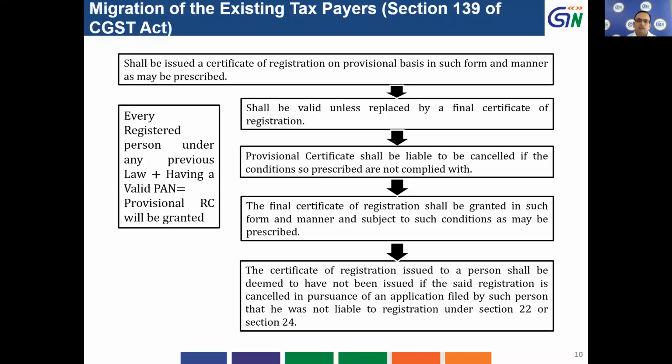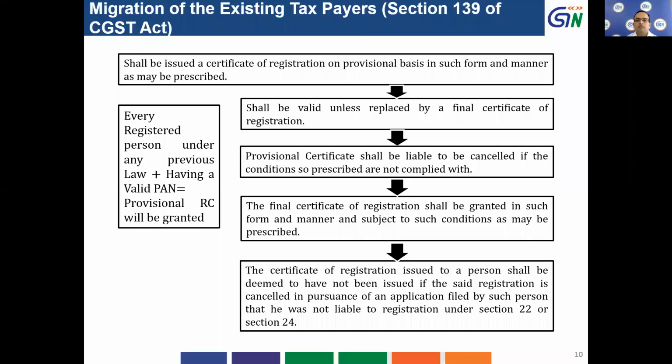The final registration certificate will be granted in the manner prescribed, which I am going to cover in my next slide. Then a certificate of registration issued to a person shall be deemed to have not been issued if the said registration is cancelled. So if it is cancelled in pursuance of any application filed by such person, then it will be assumed that such registration was never issued to him.